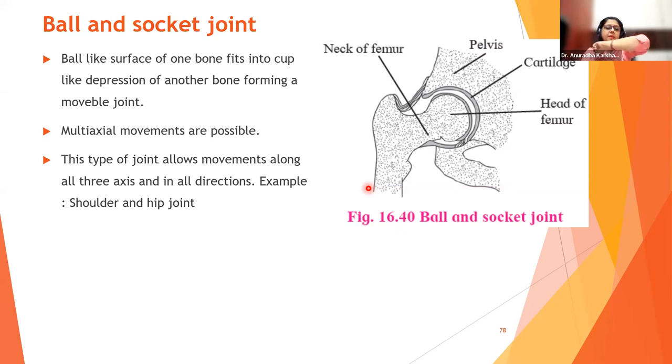Jaise main abhi arm ko mere aage, piche, upar, niche kar rahi hu, even you can move your leg. People can dance because of that only. Even walk. Well, so that is going to be your ball and socket joint.